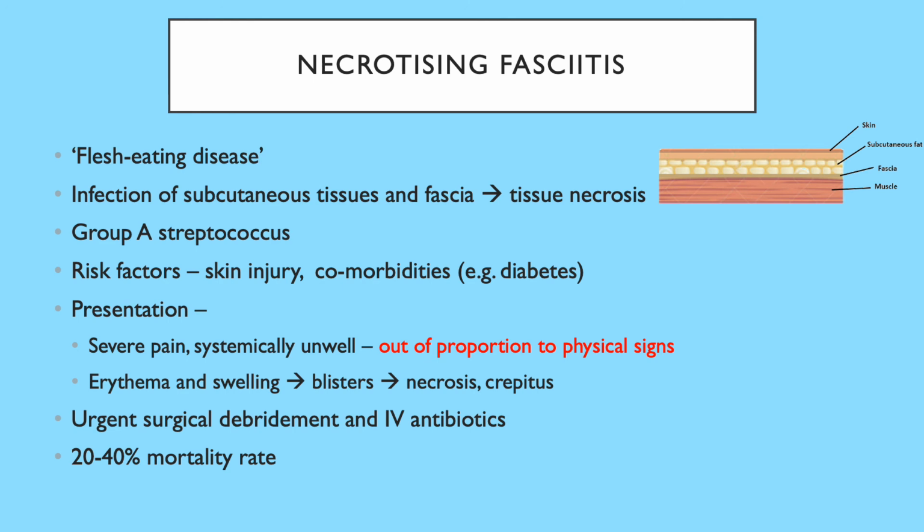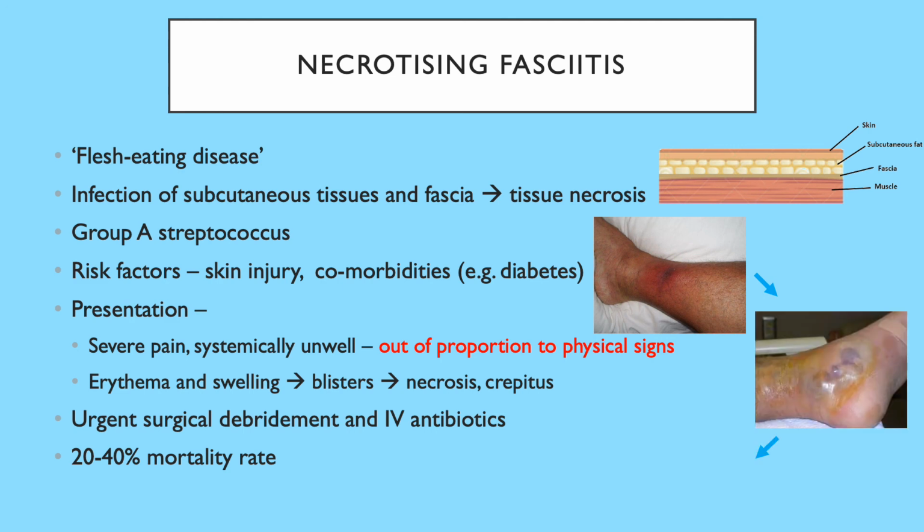In terms of presentation, in the early phase there are only minor skin changes, such as erythema and swelling. Important early clues are severe pain and systemic illness out of proportion to the physical skin findings. Over the next few days, blisters form, then the skin turns dusky as it necroses, and crepitus may develop due to subcutaneous gas. It is a clinical diagnosis.